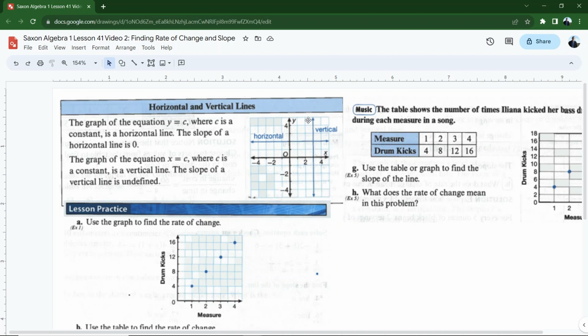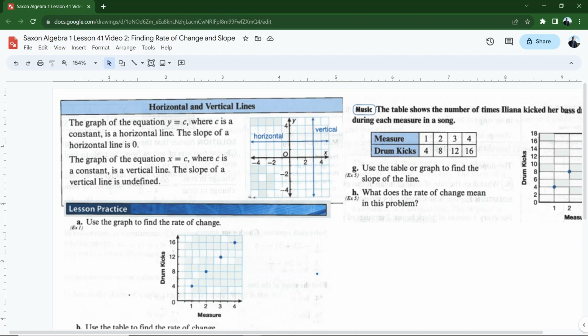If we have a vertical line, the rise is really infinite because how far does this go up? It just keeps going up and up and up forever. And the run is 0. Now, if I divide anything by 0, it's undefined. So we say the slope of a vertical line is undefined.